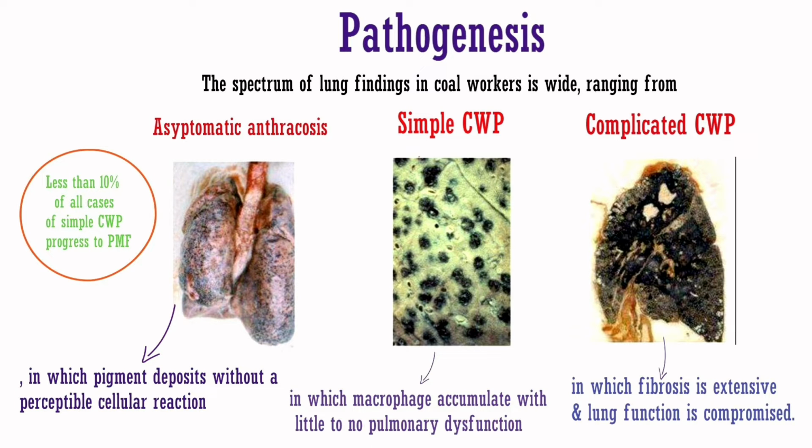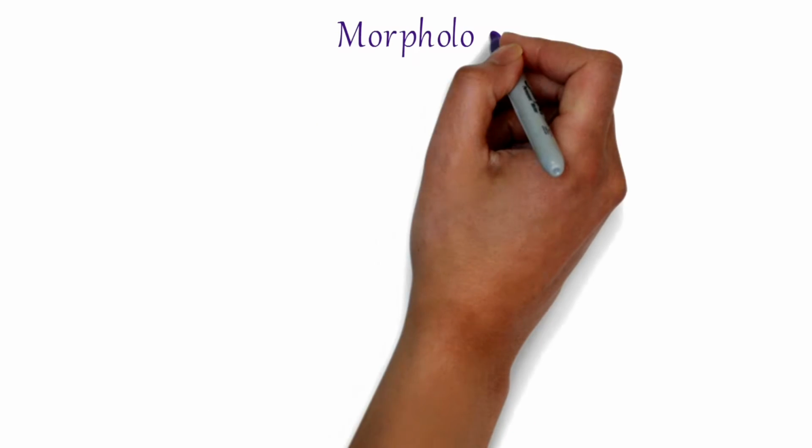PMF is a generic term that applies to a confluent fibrosing reaction in the lung and can be a complication of any type of pneumoconiosis. Morphology.